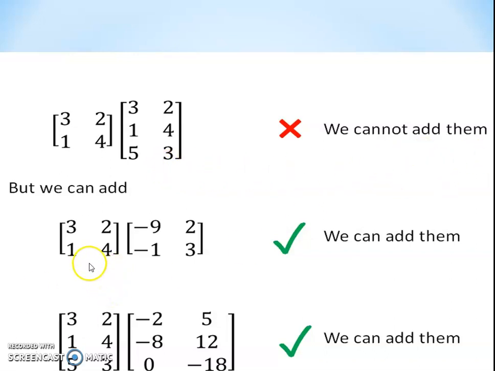Second example: 3 2 1 4 and minus 9 2 minus 1 3. We can add them because there are 2 rows and 2 columns. In the last example, 3 2 1 4 5 3, 3 rows are there; 3 1 5, 2 4 3, 2 columns are there. Minus 2 5, minus 8 12, 0 18, 3 rows are there; minus 2 minus 8 0, 5 12 18, columns number 1 and 2. So we can add them. But with 2 by 2 and 3 by 2, we cannot add them.